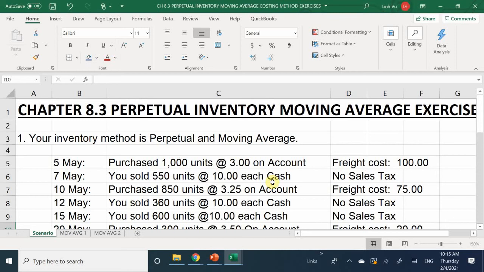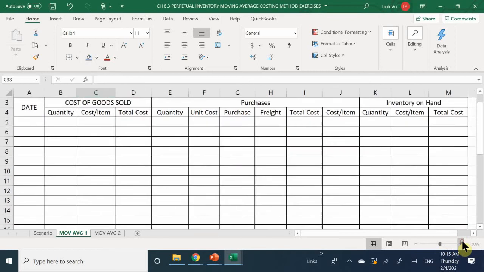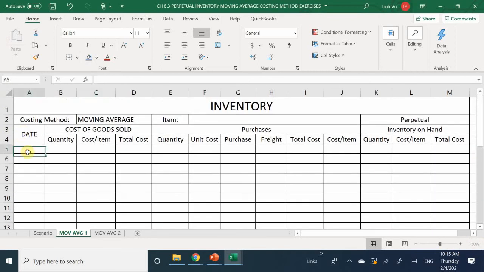Again, this is going to go very quickly. So here you go. Question number 1. Your inventory method is perpetual and it's moving average. On May 5th, we purchased 1,000 units at $3 on account, with freight costing $100. So here on my first one, the date is going to be May 5th. We purchased 1,000 items at $3 with a freight of $100.